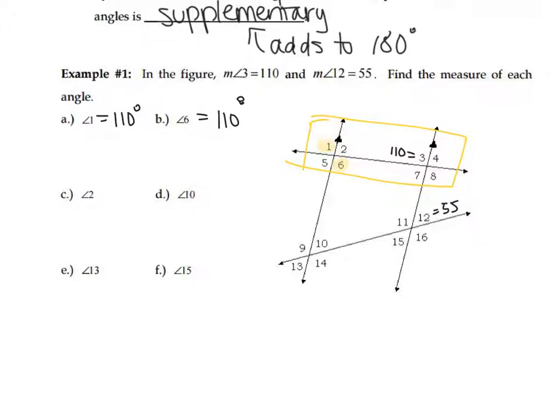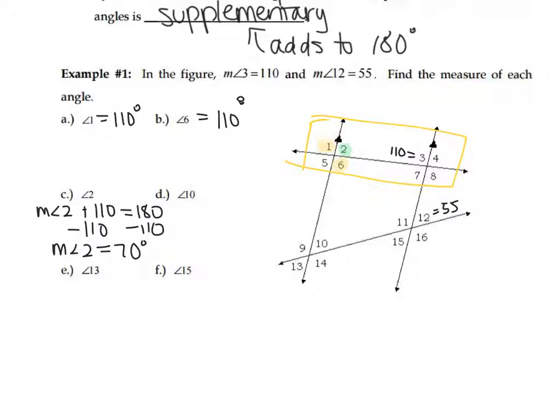Next, we want to look at angle 2. So again, angle 2 is interior. We know angle 3, and they are consecutive interior angles, which means they're going to add to 180. So we know the measure of angle 2 plus the 110 degrees we have for angle 3 is going to equal 180. So to solve for the measure of angle 2, we're going to subtract 110. So we get that angle 2 has a measure of 70 degrees.